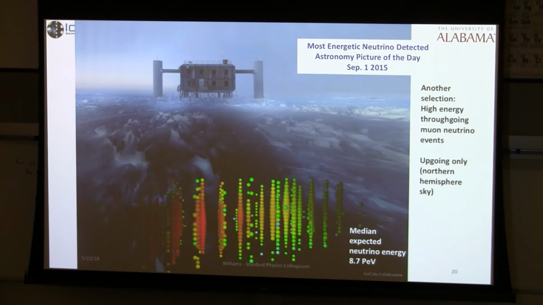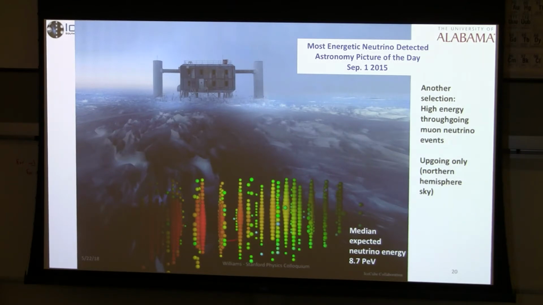And so we also have a selection of through-going events. These are high-energy neutrino events, all upgoing. We don't allow downgoing because that would allow in the cosmic ray muon background. So for now, these are all upgoing. And the highest energy neutrino we've seen so far at all, so not contained, but just in general, was this one, which made APOD in September of 2015.